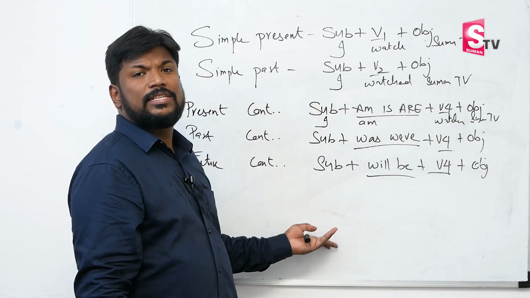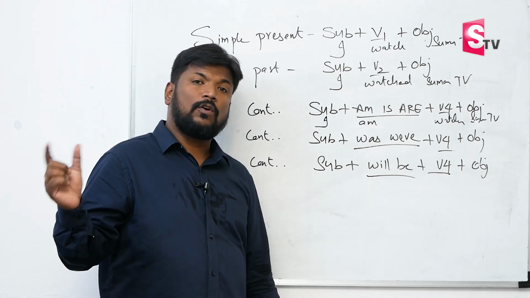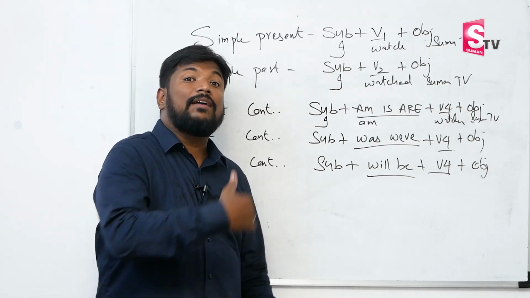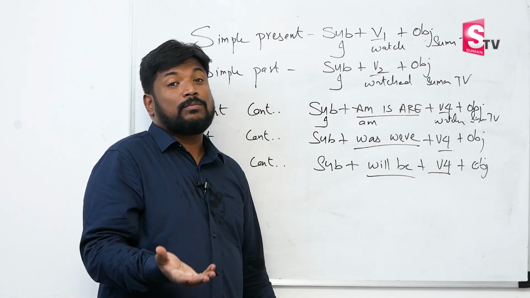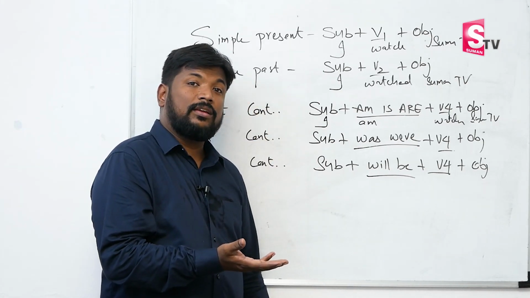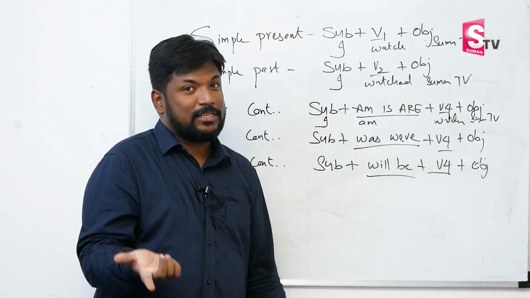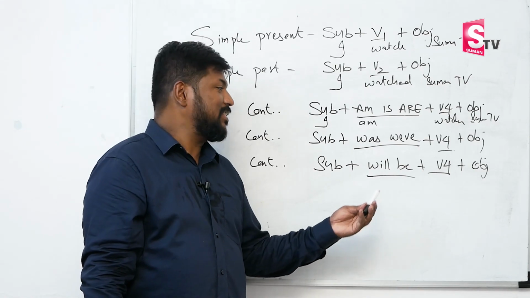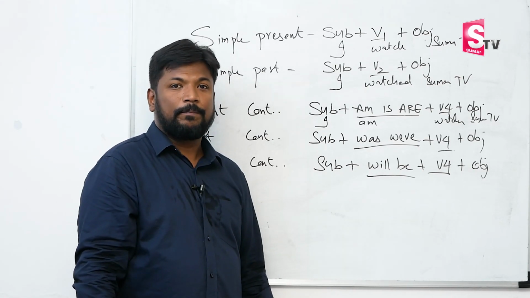Future continuous, very simple. Actions that will be happening in the future for some period of time. For example, I will be going to the temple. Okay. I will be listening to some songs. Okay. I will be traveling to Vijayawada next week. Okay. My friends will be attending my birthday next month. Future continuous. It means actions that will be happening in the future for some period of time.